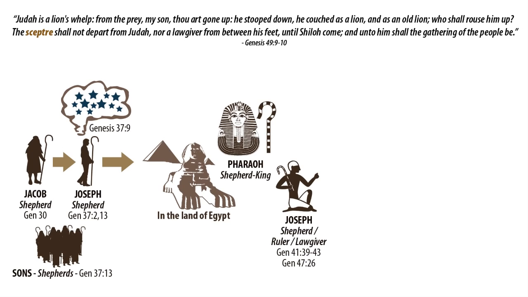But then as you read more in the story of Joseph, eventually Jacob came down to Egypt. Jacob the shepherd came to the land of Egypt, where his son Joseph was the ruling shepherd. And when he arrived in Egypt, Joseph, the shepherd ruler, introduced Jacob the shepherd to Pharaoh, the shepherd king.